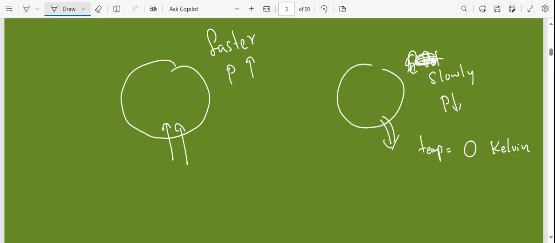So when the energy continues to be removed, the particles will be completely stopped. So this temperature is equal to Kelvin 0. Normally that temperature is labeled as Kelvin 0. That's how the Kelvin scale is made. So when this temperature is 0, we call this absolute 0. So this temperature is also known as absolute 0.